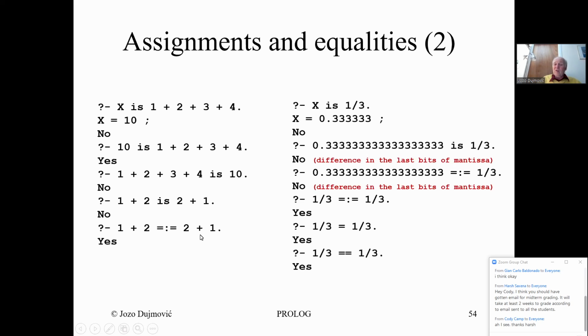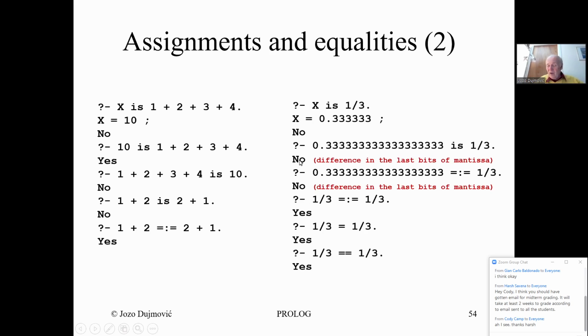But if you ask arithmetically whether 1 plus 2 is 2 plus 1, the answer will be yes. Arithmetically, they are the same. If you assign x to be 1 divided by 3, then you get x is 0.3333333. Now, if you try to see whether 0.3333333, plenty of them, is equal to 1 divided by 3, the answer will be no.